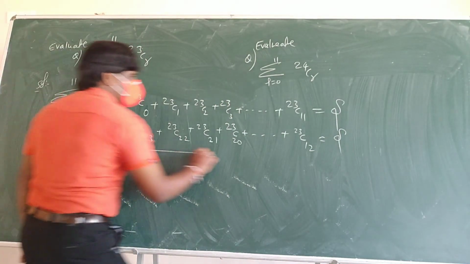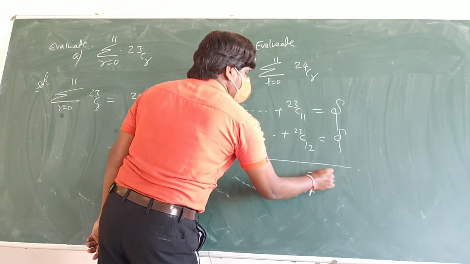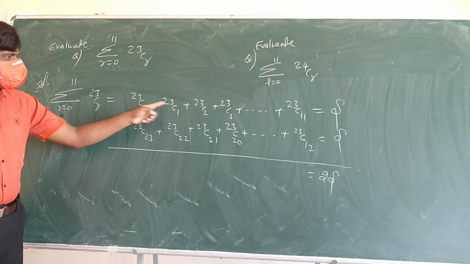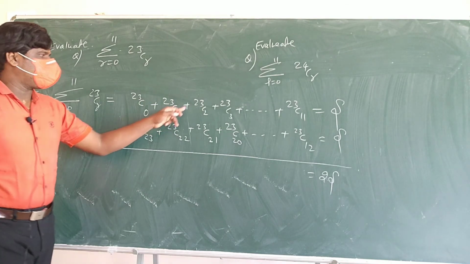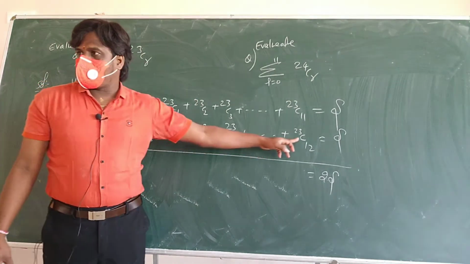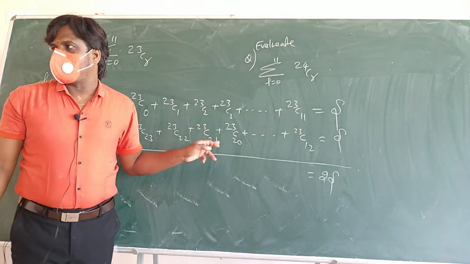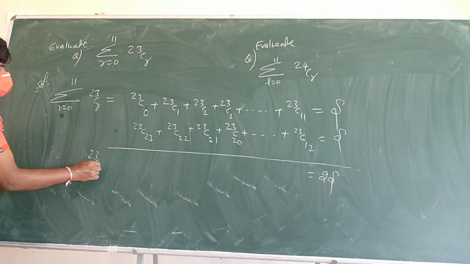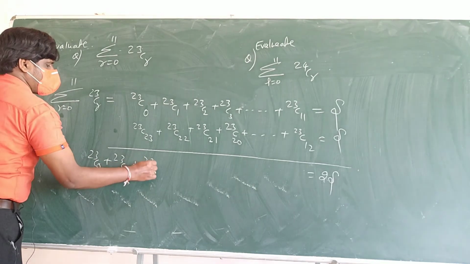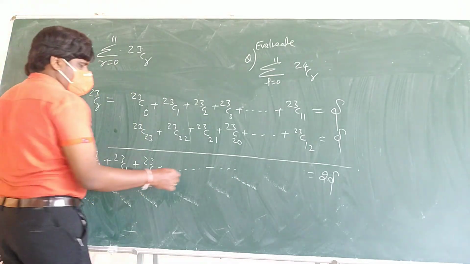Yes, if I add these both, S plus S is 2S. And if you see this, 23 C0, 23 C1, 23 C2 up to C11, and next we have C12, C13, C14 likewise. So I will get 23 C0 plus 23 C1 plus 23 C2 and so on. I will get all 23 Cr like this only. Are you getting it?